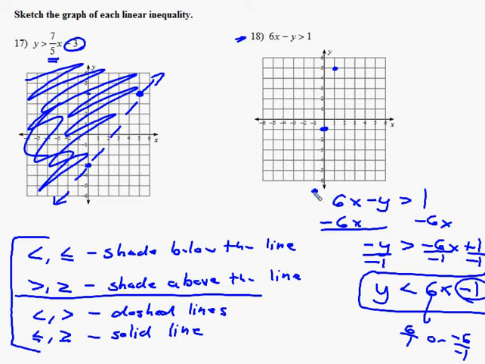Once again, this is just a less than. It doesn't have the or equal to, so we're going to use a dashed line. If it had the or equal to, we would use a solid line. And then we're going to shade below the line because it's less than. It's a less than sign in our final. Our original has a greater than, but we don't look at the original. We look at it once it's in slope-intercept form.